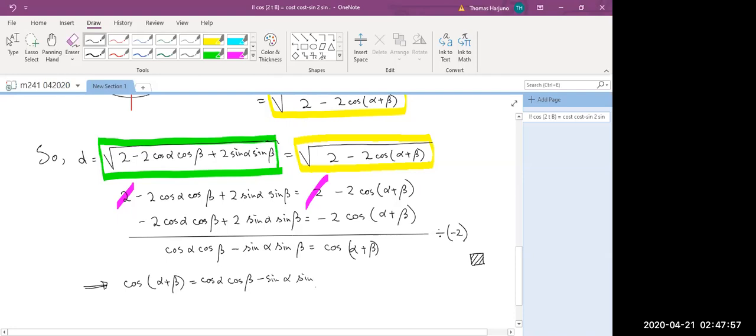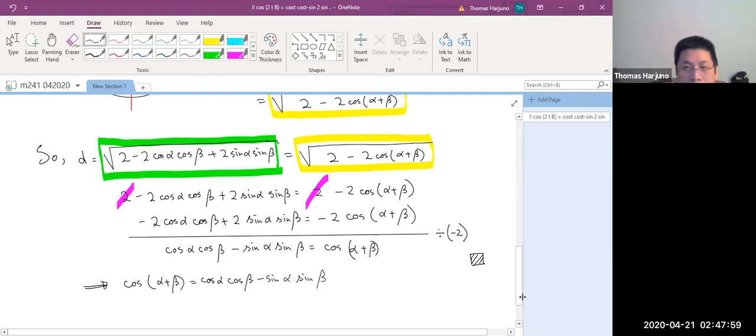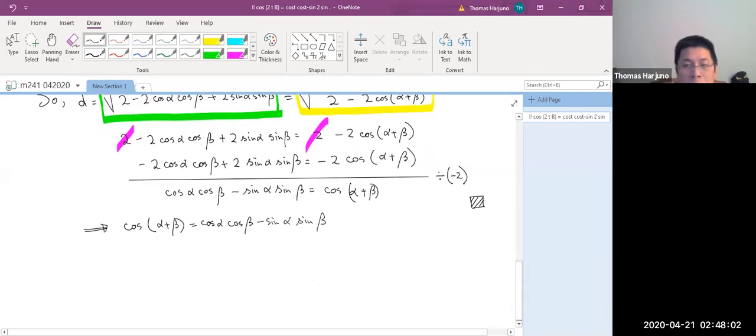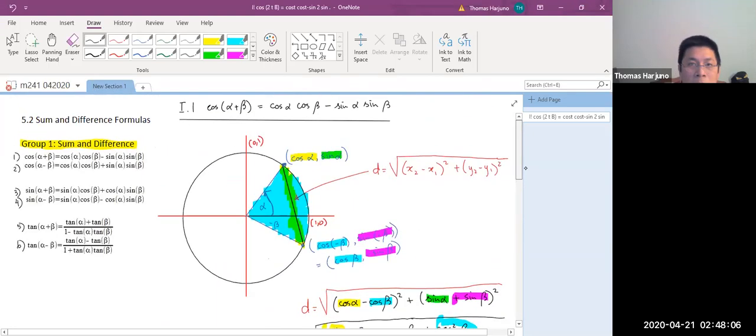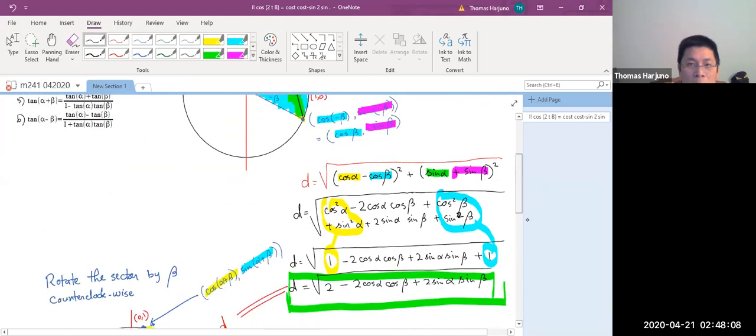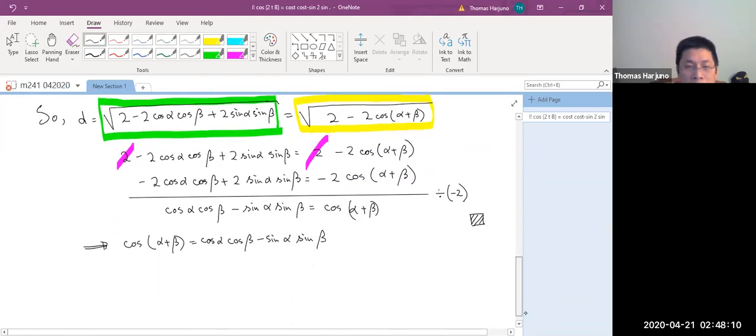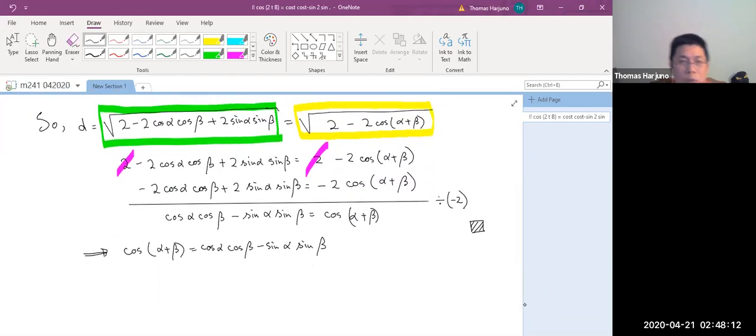I know this proof here is freaking scary, but don't worry. This is the only proof that is that long. Of these 6, this is the only one that is that long. In fact, compared to other groups, other formulas, this formula requires the longest proof. Okay, that's group 1, formula 1.